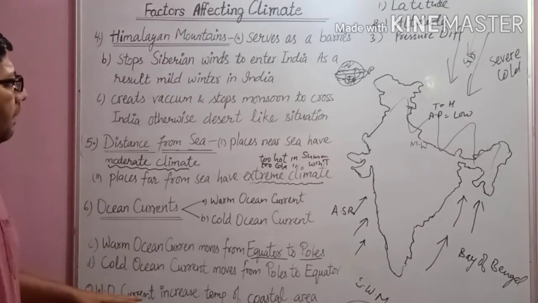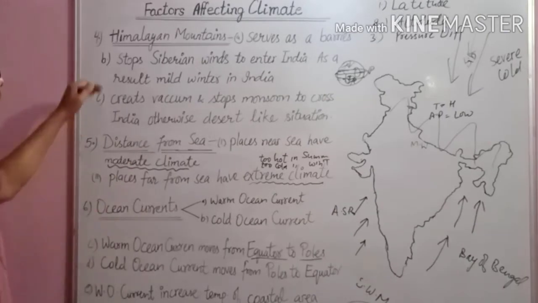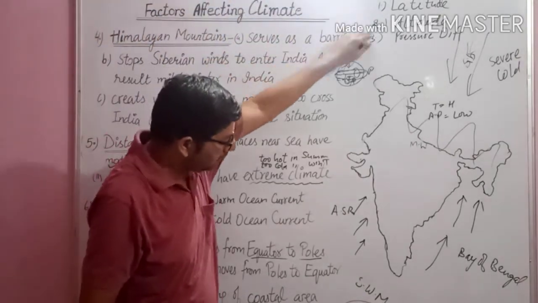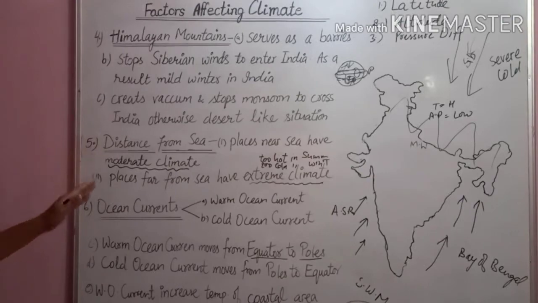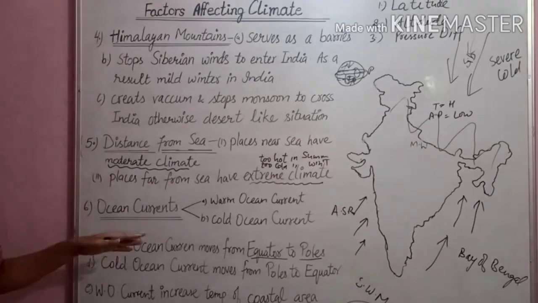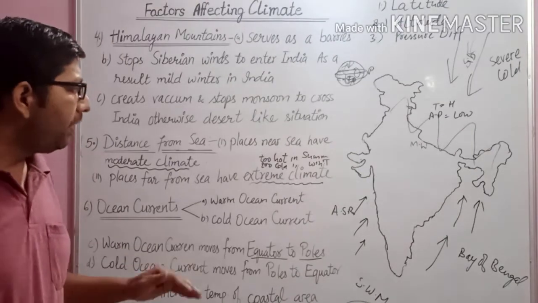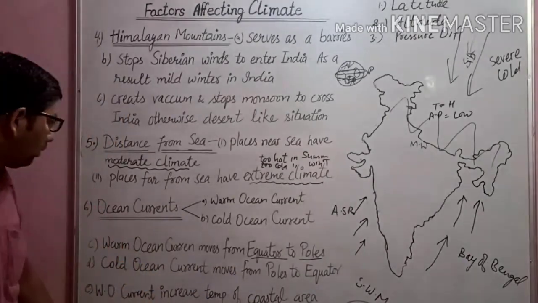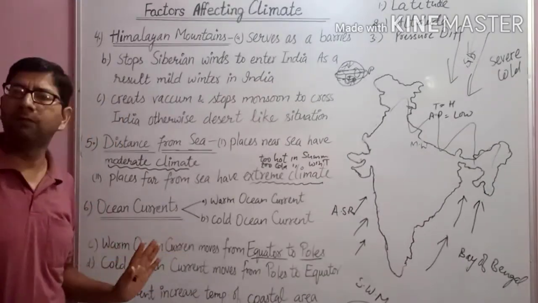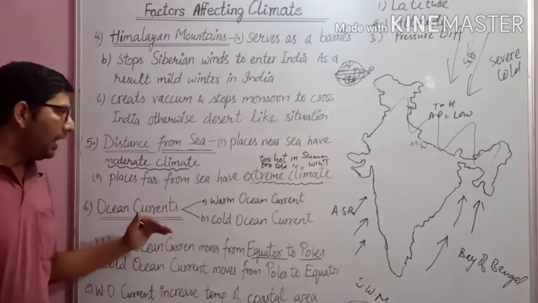In the same way, if the cold current is coming, suppose from the poles to the equator, naturally that is coming from the cold area, so it will decrease the temperature wherever the coastal area it approaches. So this is also impacting the climate of any particular area.